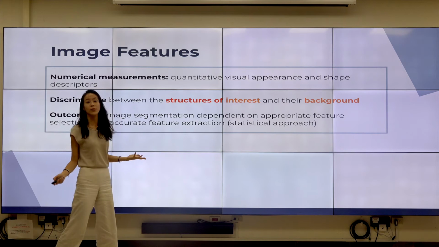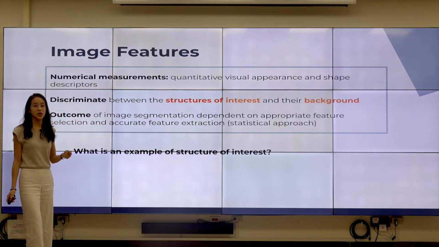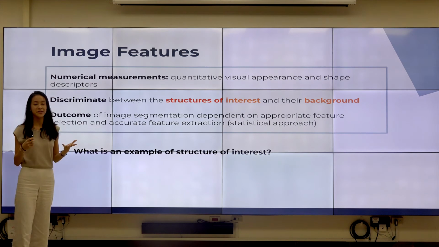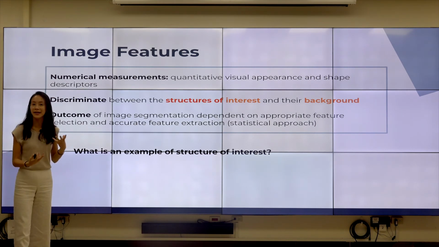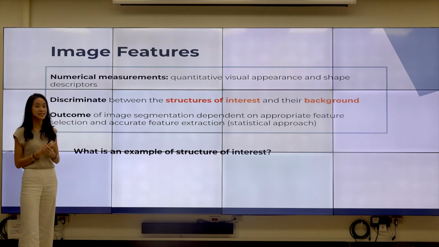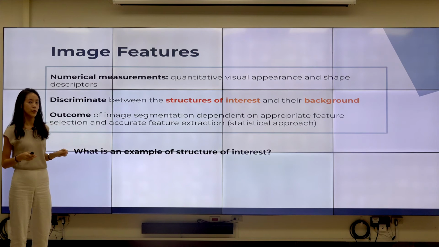One thing that I want you to consider is, what is an example of a structure of interest? You can pause the video right here, and I'll give you probably 5 to 10 seconds to come up with anything, depending on what we talked about before.